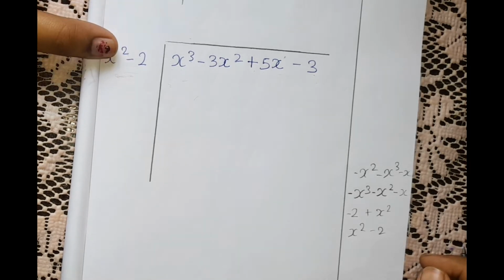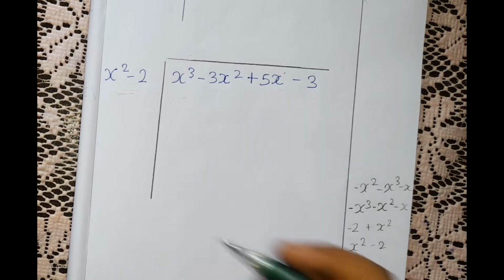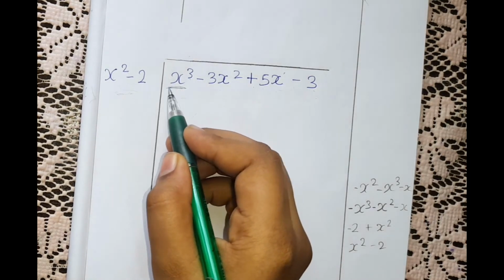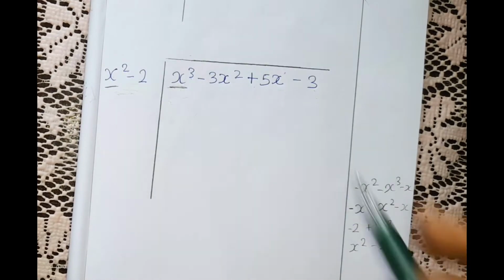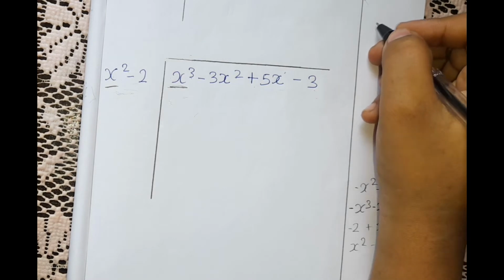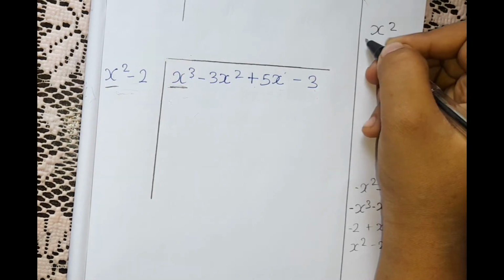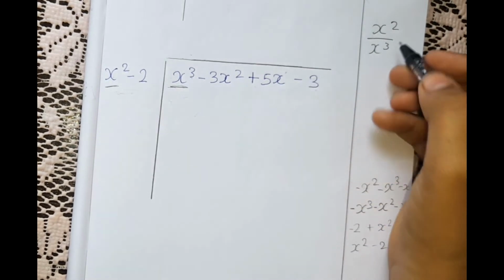Now we are going to be solving it. First of all, for solving it, we take the x cube value and the x square value. We are going to be dividing it. So let me write x square divided by x cube. I took the x square value and x cube, and I am going to be dividing it.